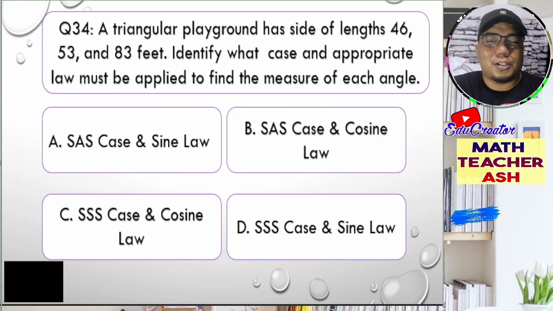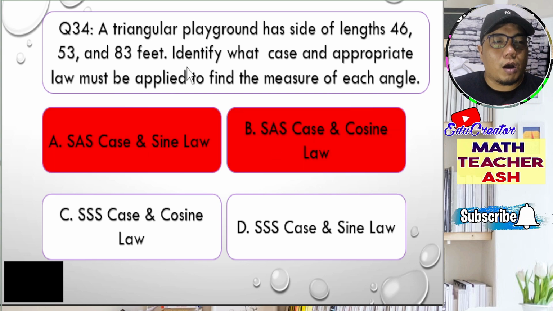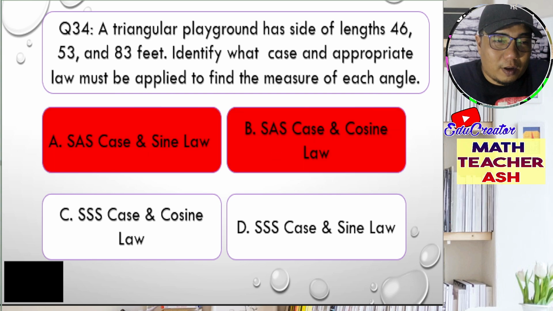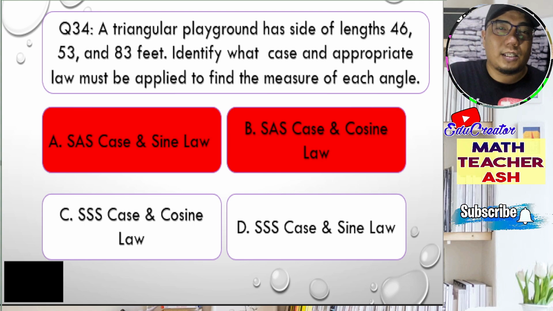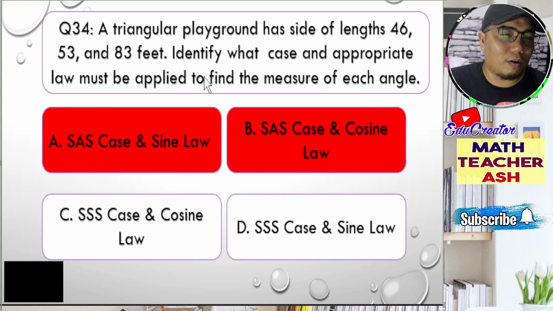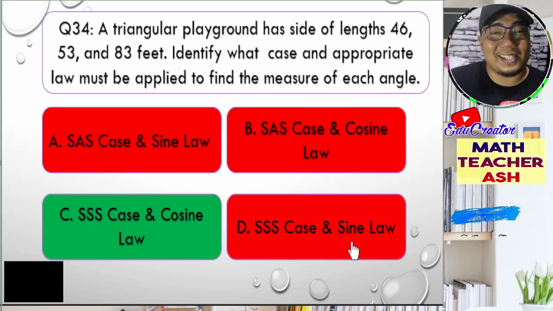Okay, math learners, this is very easy because the givens here are sides. So that is 46, 53, and 83. So that is SSS. So letter A and letter B are already wrong. Now, how do we use the law if there is an SSS case? Remember that the SSS case is only applied for the law of cosines, or cosine law. So letter C is our correct answer. Alright, easy, right? Now, let us go to question number 35.